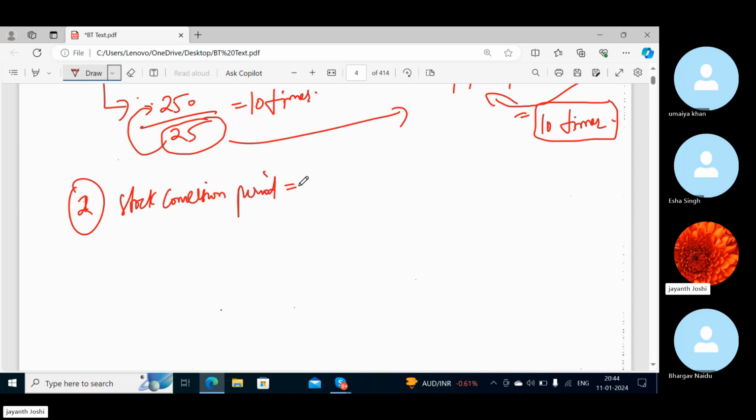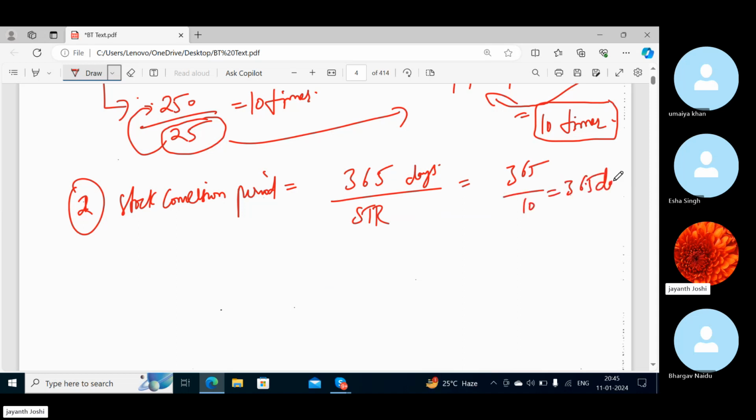So if I can sell 10 times my capacity, whether it is good or bad, we will see right now. Stock conversion period is nothing but how many days it takes for you to convert your inventory into cash, or stock into cash. Or how much time it takes for you to liquidate your inventory. The formula is 365 days in a year, divided by the stock turnover ratio. So 365 by 10 is 36.5 days, or if you take 360 as a round figure, it is 36 days.